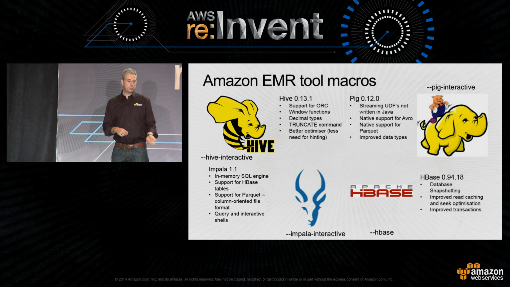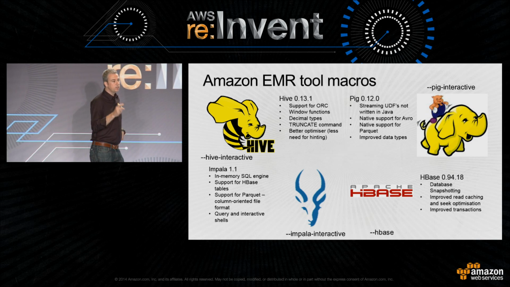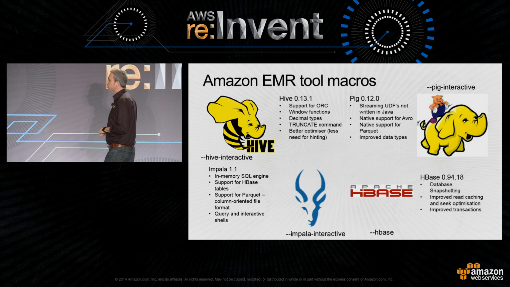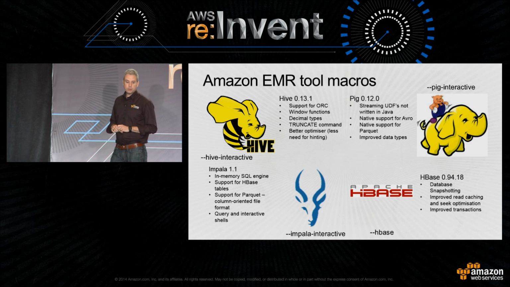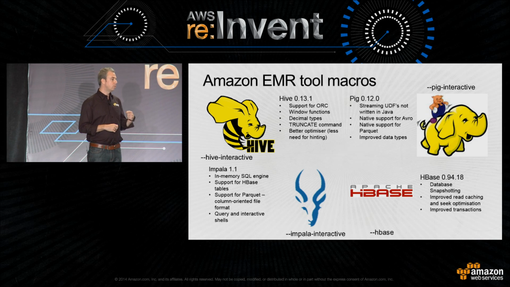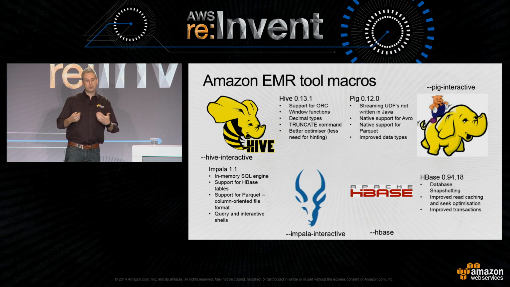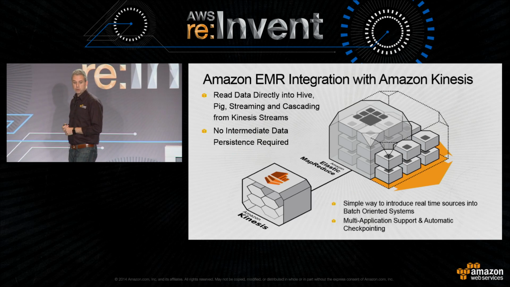And then, of course, HBase is just a tick box on the AWS Web Console. And we get HBase 0.94.18 as the latest version, which gives us read replicas and read caching, transaction support, and database snapshotting. Really useful features.